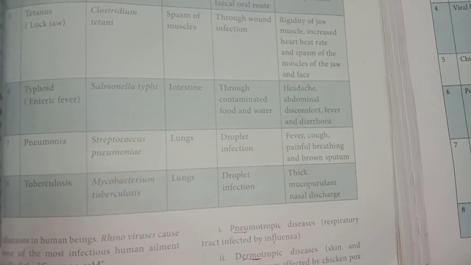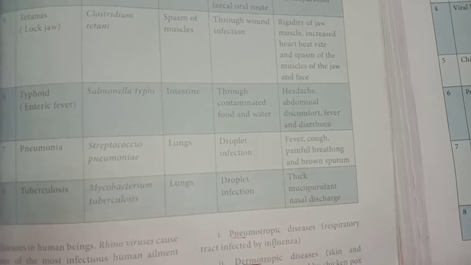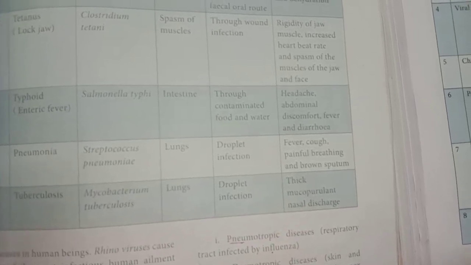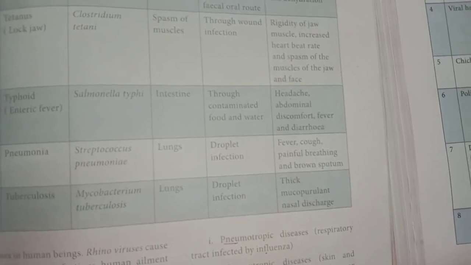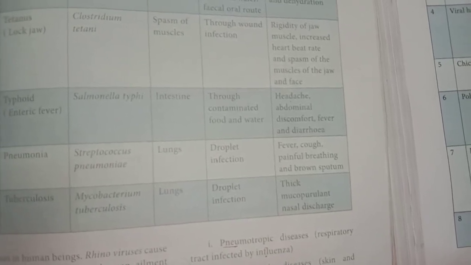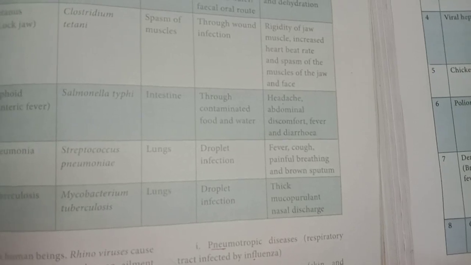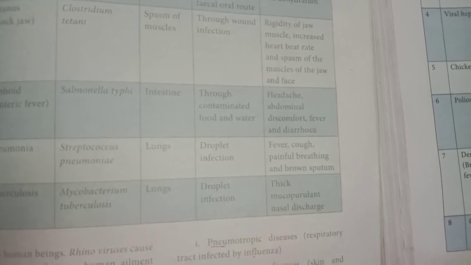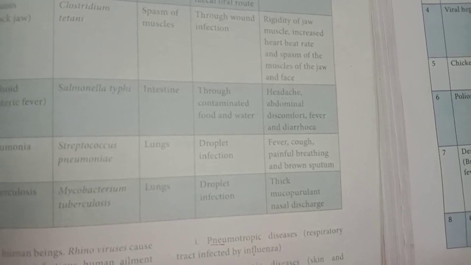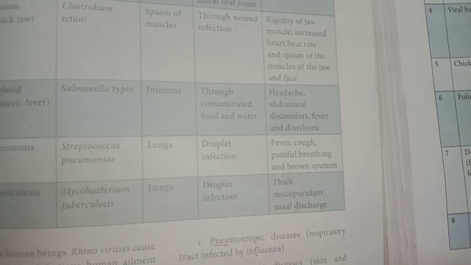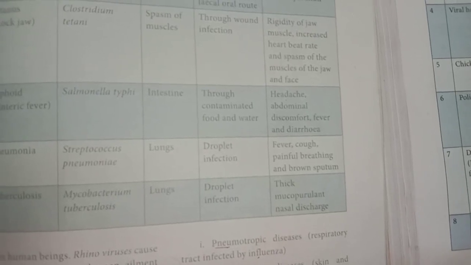Then the seventh disease is pneumonia. Streptococcus pneumoniae is the causative organism, affecting the lungs. This disease spreads through droplet infection. Then the symptoms: fever, cough, painful breathing and brown sputum. Sputum in Tamil we can say chali.